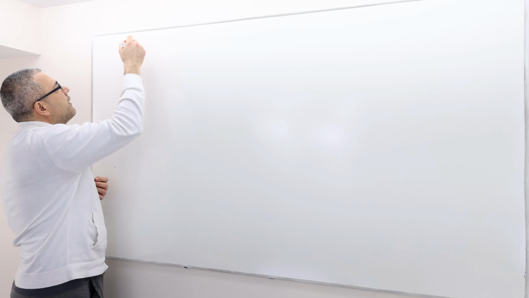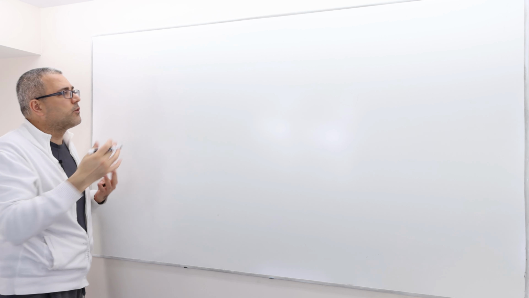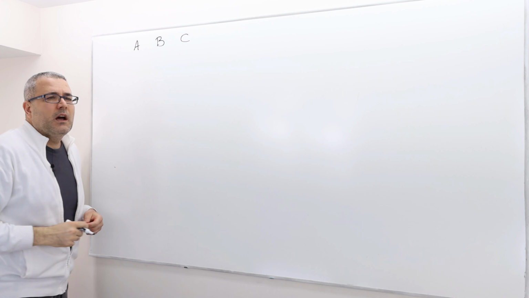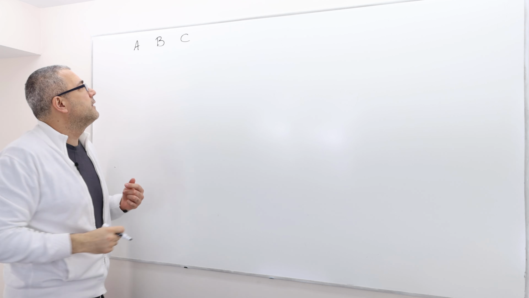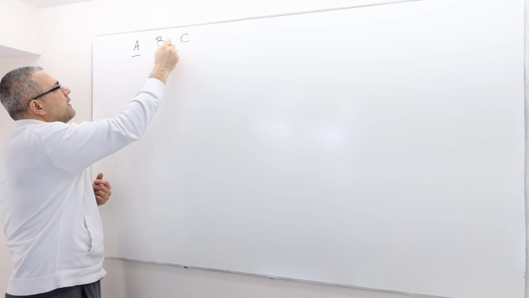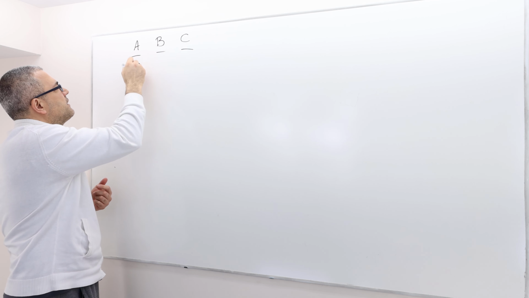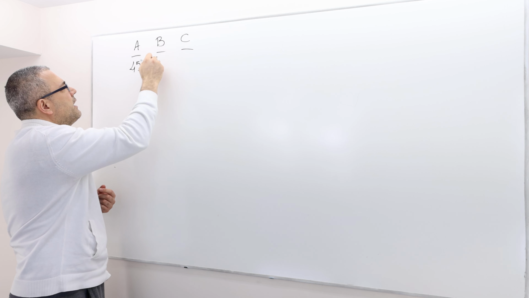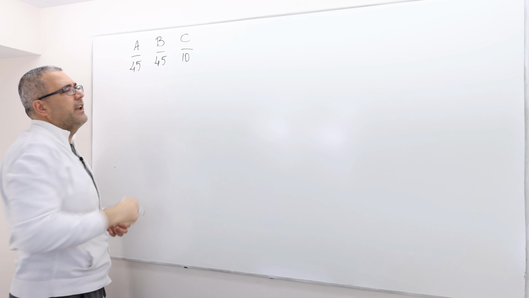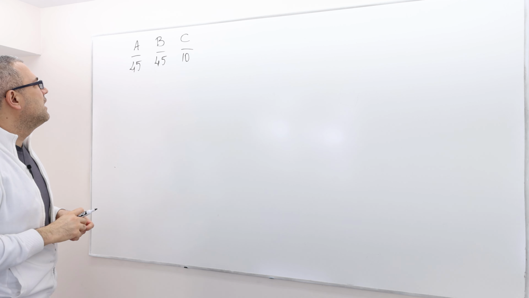There are three political parties or players, A, B, and C. They're located in a parliament, and each political party has some seats. So A has 45 seats, B has 45 seats or votes, and C has 10. All right, so the total is 100.